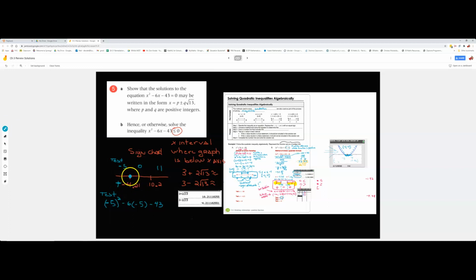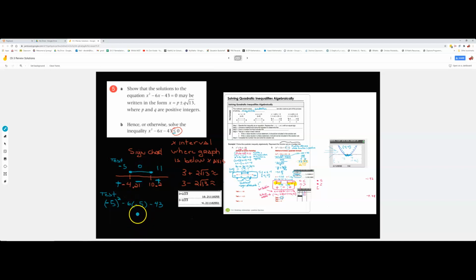Well, since this is an x-intercept, if it's above the x-axis to the left of -4.21, then after it, it's going to be below the x-axis. And when the graph is below the x-axis and passes through an x-intercept, it's going to be above the x-axis. So the interval where my graph is less than or equal to 0 would be between -4.21 and 10.2, and it would include them because of that equal sign. So I put a dot at each end, and that's the answer in terms of a number line.